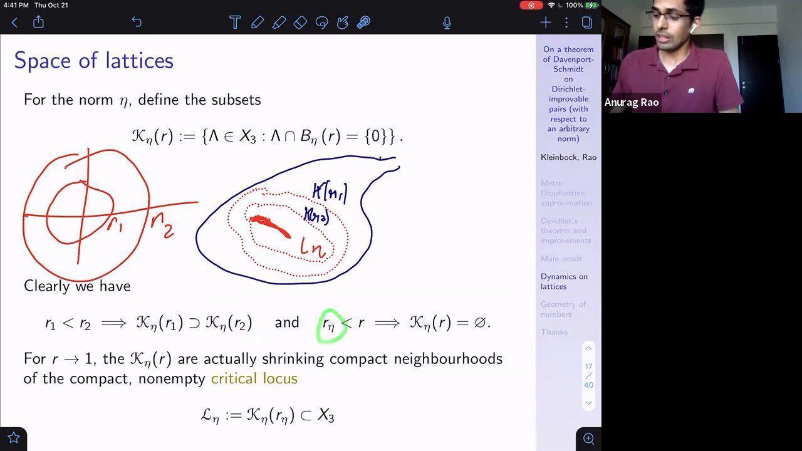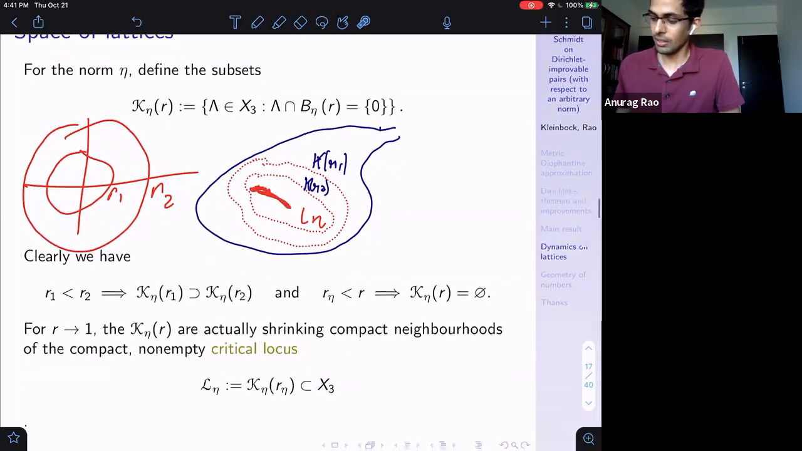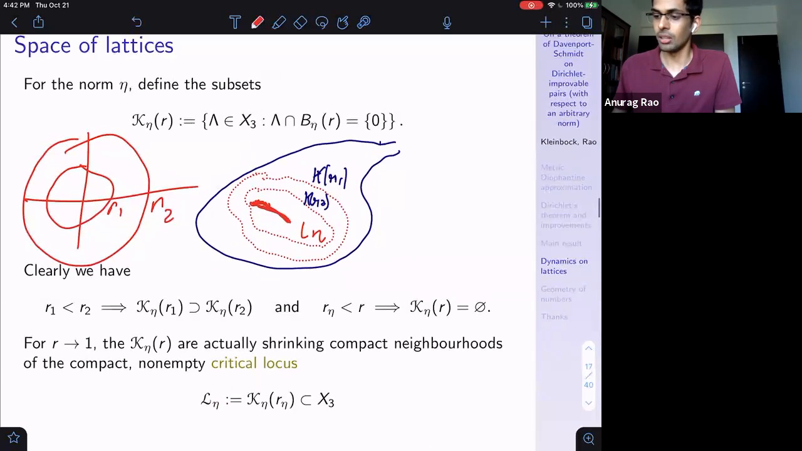And then if you go higher than R eta, you get the empty set. So it turns out that these things are shrinking targets of this non-empty compact critical locus L eta. Let's call L eta the critical locus, K eta at R eta. The compactness comes from a result of Mahler, maybe not so obvious, but there you have it. They are compact. And the fact that this is non-empty also follows from some argument of Mahler. So as R goes to R eta, these things are shrinking to L eta.